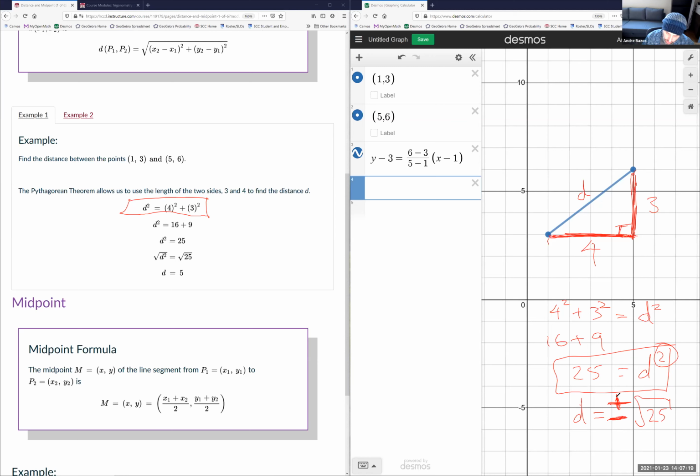All right. But now we know it's not negative. We don't have to worry about that. So this is +5. d equals 5. Our distance equals 5. All right, that's all fine and dandy. So hopefully you get that.